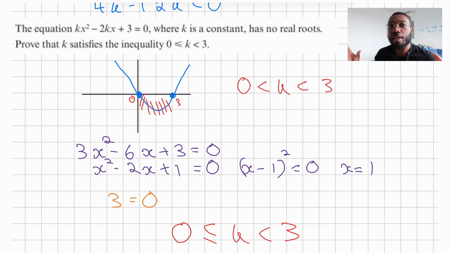And when you put that together, you get 0 is less than or equal to k, which is less than 3.